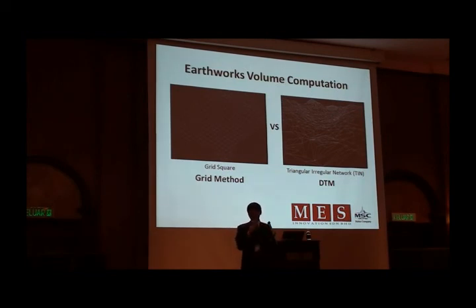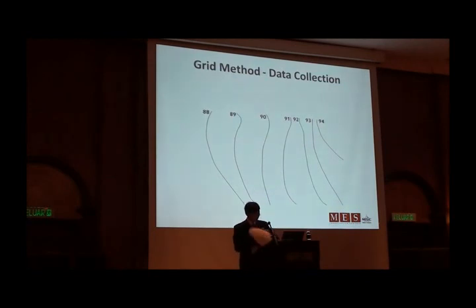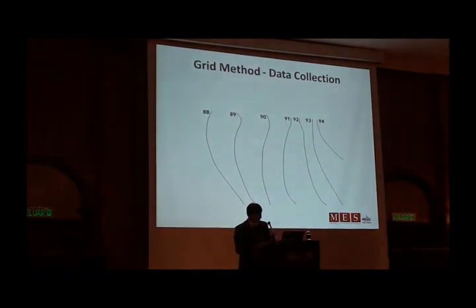Okay, so these are two pictures representing, one is the grid method and the other one is the DTM method using triangular irregular networks. The grid method is simple. Actually, it's very easy to understand.